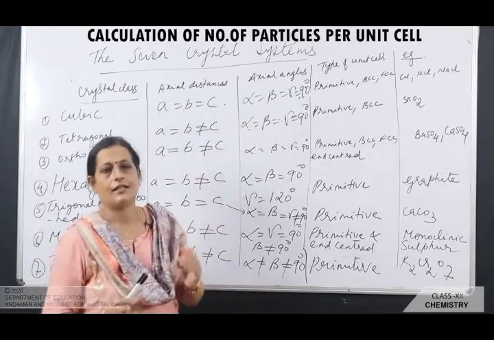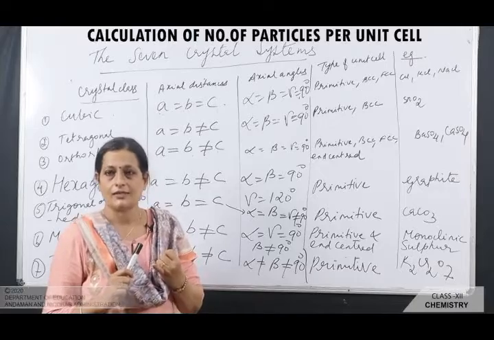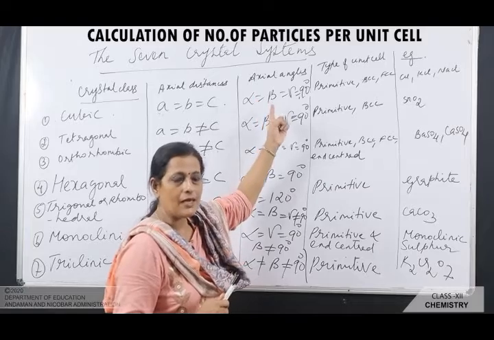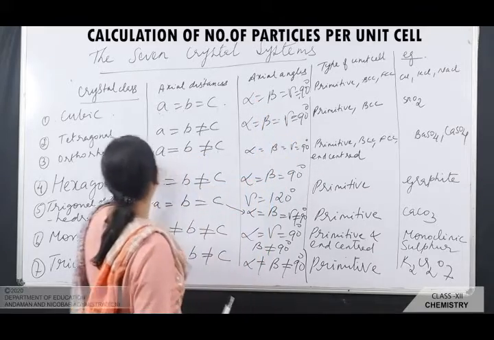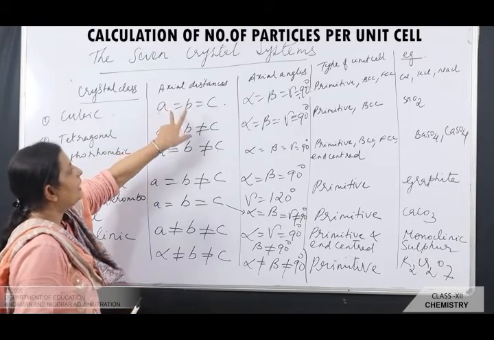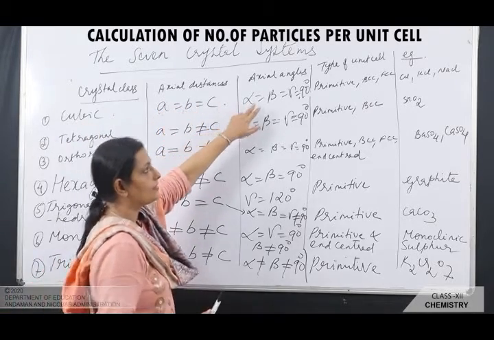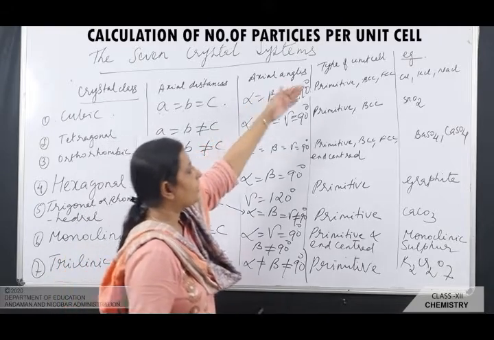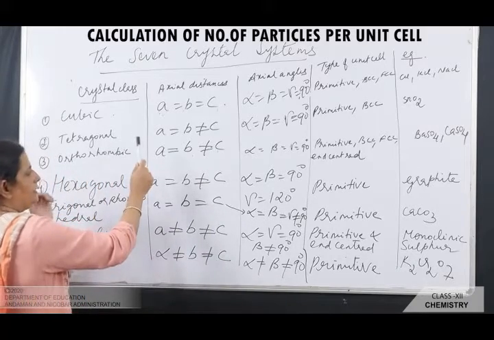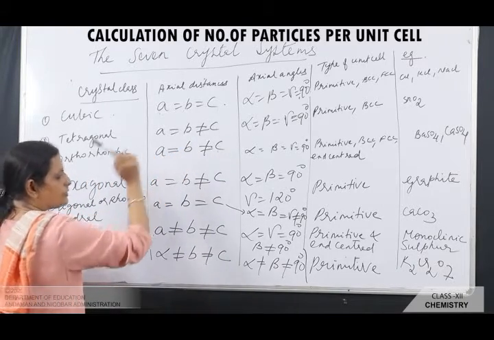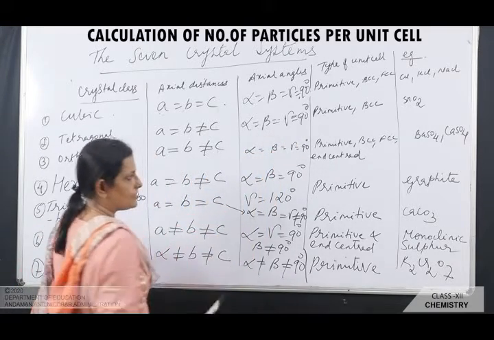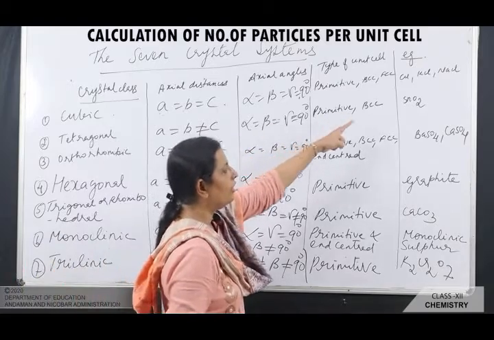And what did I say? That is the edges, the 3 edges can be equal or they may not be equal. And the angles also, they may be equal or they may not be equal. Now see here, in case of a cubic crystal type, the 3 axial edges are same and the axial angles are also what? Same. And they can be either primitive, BCC or FCC. Then comes tetragonal. There a is equal to b but not equal to c. Alpha is equal to beta equal to gamma equal to 90 degree. And it can be either primitive or BCC.